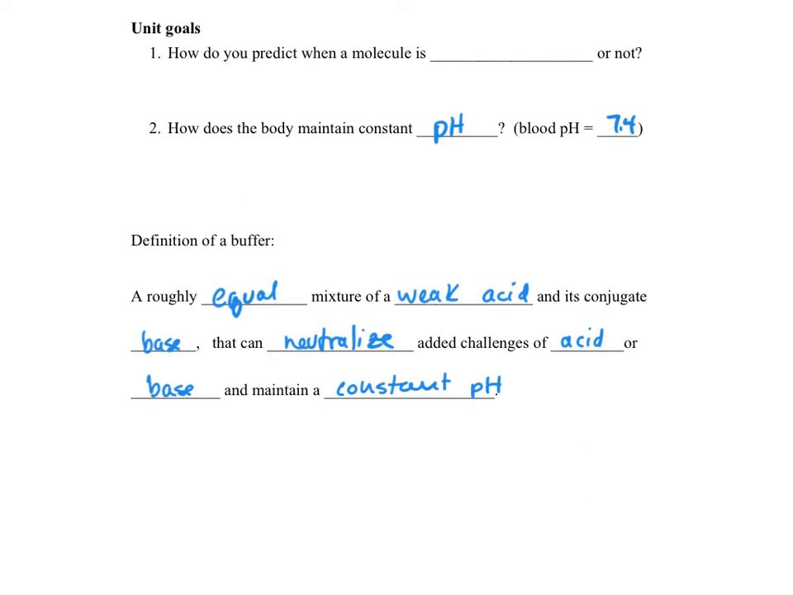As I've said before, our question we're interested in answering is how does the body maintain a constant pH of 7.4 in the blood? And the answer is it does so with a buffer, which is a roughly equal mixture of a weak acid and its conjugate base that can neutralize added challenges of acid or base and maintain a constant pH. We've discussed what weak acid and conjugate base are, and what I'd like to discuss now is what does it mean to neutralize added challenges of acid or base, other acids or bases that we might ingest or have as part of our body. So let's keep going.